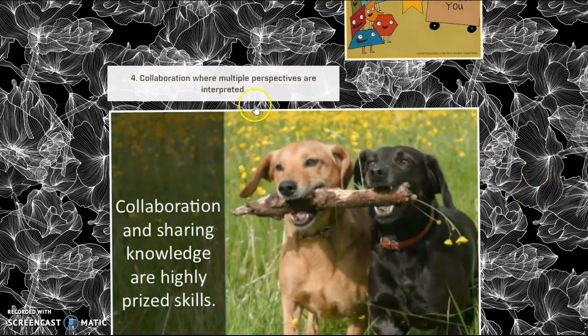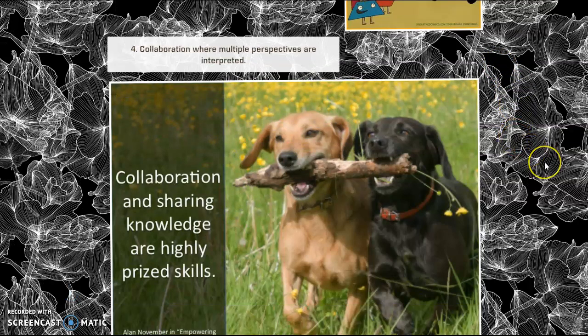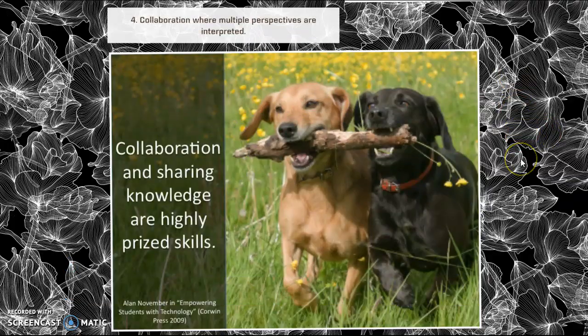And then fourth, they all are claiming that collaboration is where multiple perspectives are interpreted. And so collaboration is not just group work, it's where everyone's view meshes together to create something new. Because collaboration and sharing knowledge are highly prized skills.